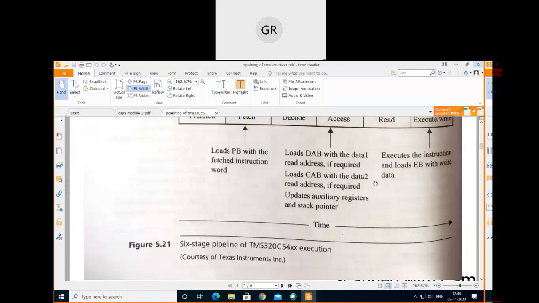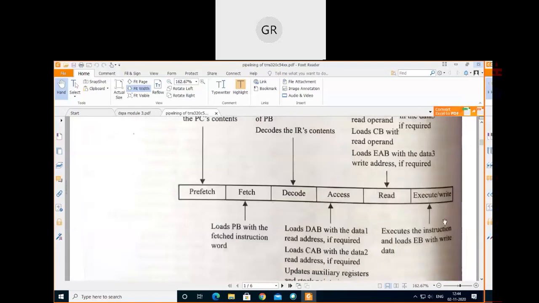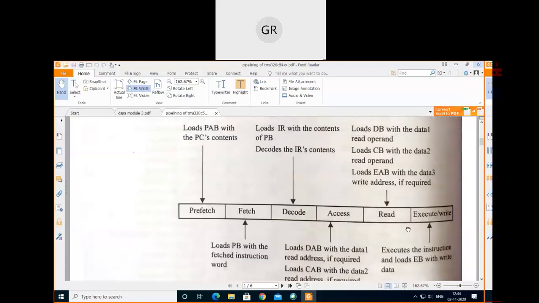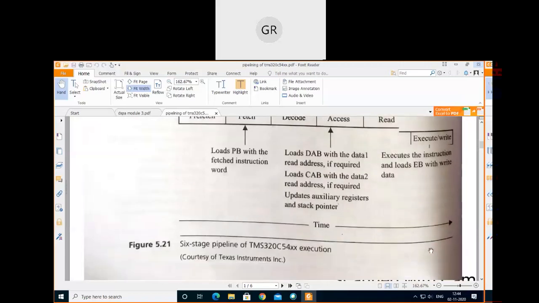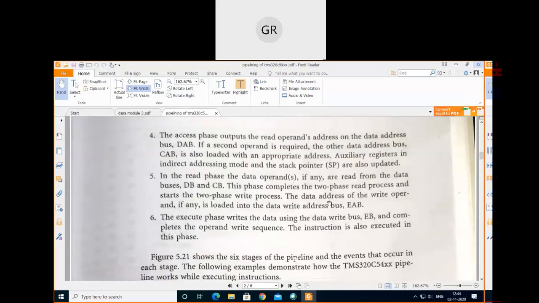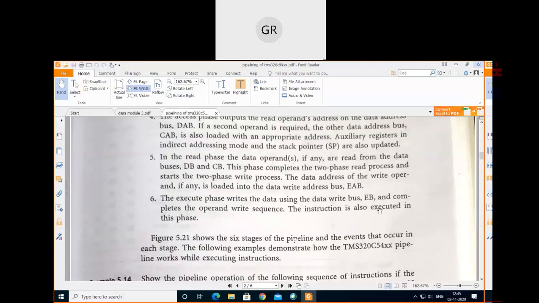The last one is the execute operation. The execute phase executes the instruction and loads the EB with write data. Here the write address is in the EAB. The execute phase writes the data using the data write bus EB and completes the operand write sequence. The instruction is also executed in this phase.